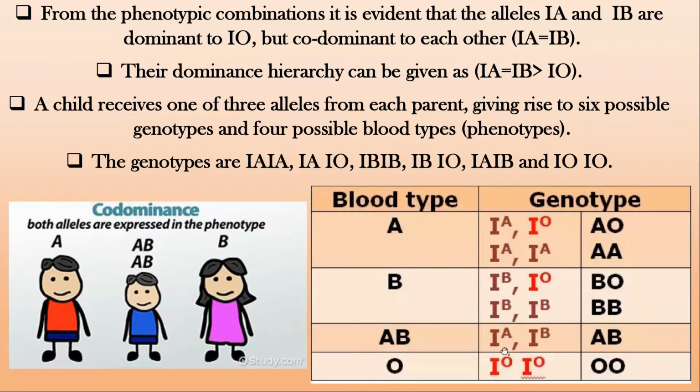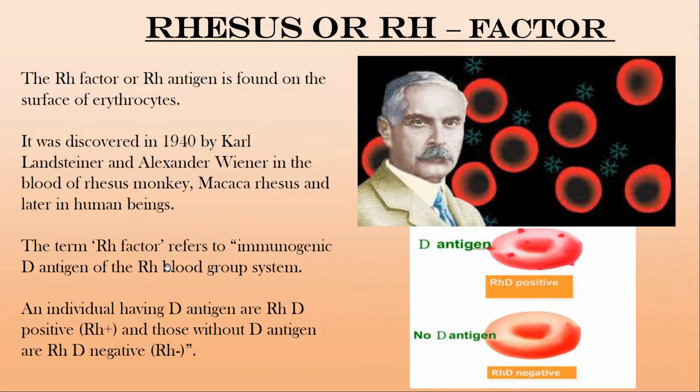If the father is giving A and the mother is giving B, then the child's blood group will be AB. So it can also be vice versa. We can get B from the father and A from the mother also. So then the child's blood group will be AB. If both are not giving any antigen, then IO, it becomes O blood group. So both the alleles are expressed in the phenotype. A and B are codominants.